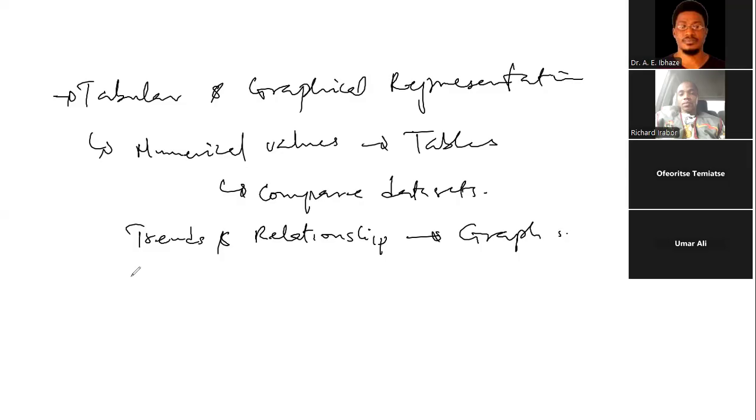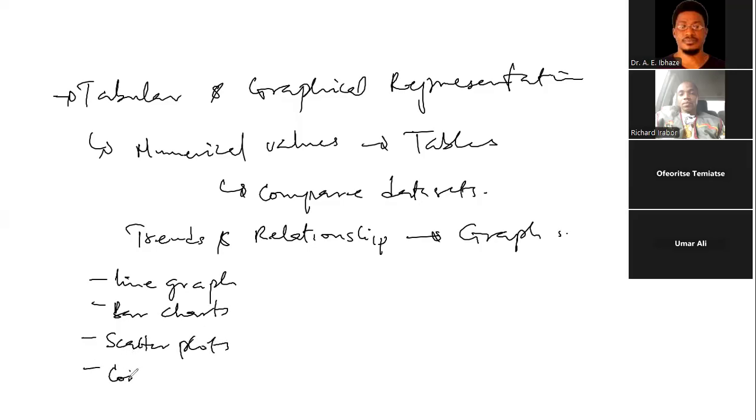And we have different types of graphs. We have line graph. We even have bar charts. We have scatter plots. We also have contour plots, right? And so on. So let's say you are comparing trend over time. So say you want to compare XYZ metric with respect to time, where you want to use your line graph, okay?